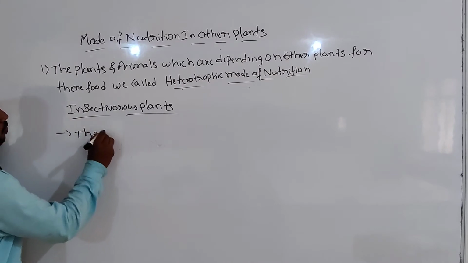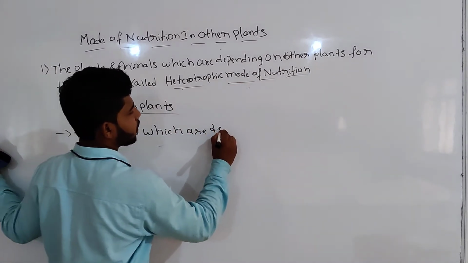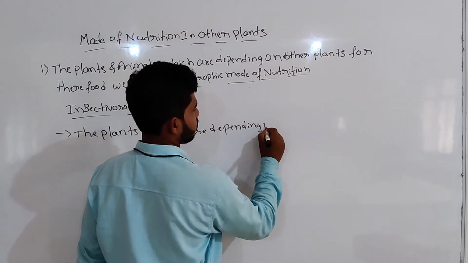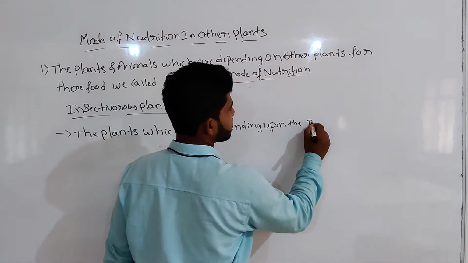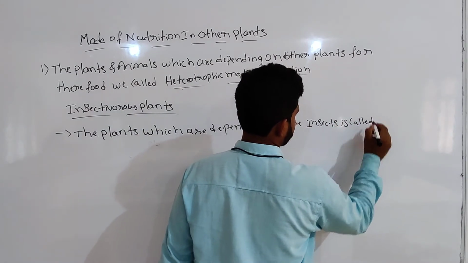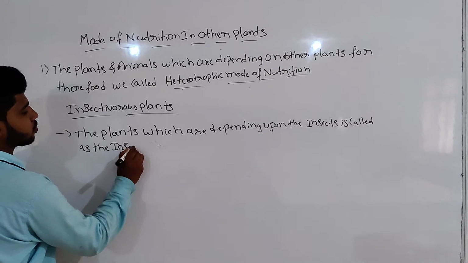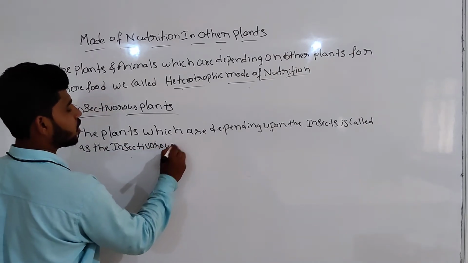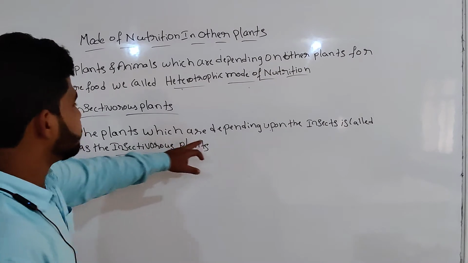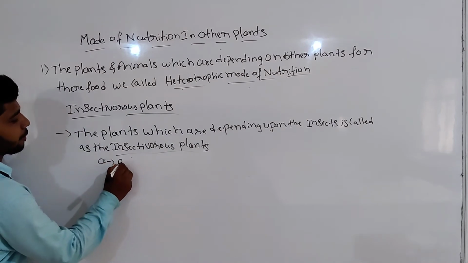The plants which depend upon insects are called insectivorous plants. Example, the pitcher plant.